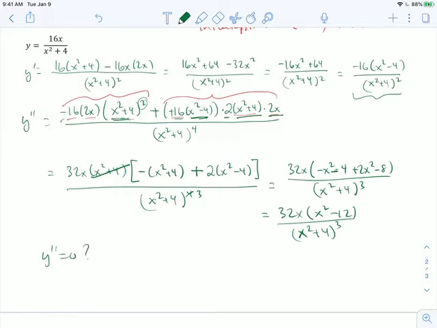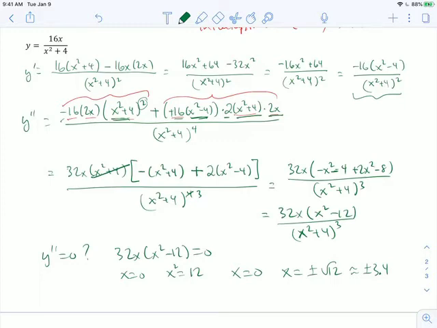Well, a fraction with 0 in the numerator is 0, so I'm going to look at 32x times x squared minus 12. Set equal to 0, so x is 0, or x squared is 12. And so x is 0, or x is plus or minus the square root of 12. And the square root of 12 is about 3.4. So that's to one decimal place, that's what we want to be thinking about.